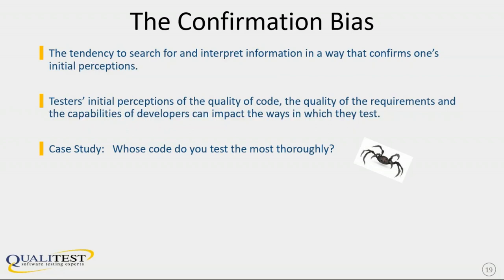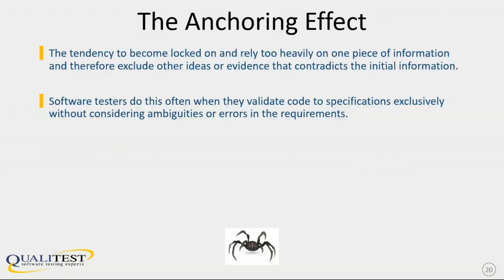So the anchoring effect is an interesting perception. This one is a tendency to become locked on and rely too heavily on one piece of information. Often you'll see anchoring when you see something on sale, only $12.99, so you don't think about the fact that $12.99 might be expensive for that particular item. This one affects us in testing because sometimes we'll validate the code specifically, but especially when we're looking at requirements, we may not find all the ambiguities that we should.